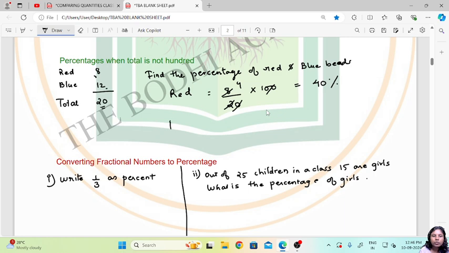Similarly we will do it for the blue beads. Blue will be equal to 12 upon 20 into 100, because we have to find it in percentage. Again this cancels, 2 ones are 2, 6. So 60% of the beads are blue. So if a certain quantity is given and its total is not 100, we can take the total quantity as the denominator and then multiply by 100 to get the value in percentage.